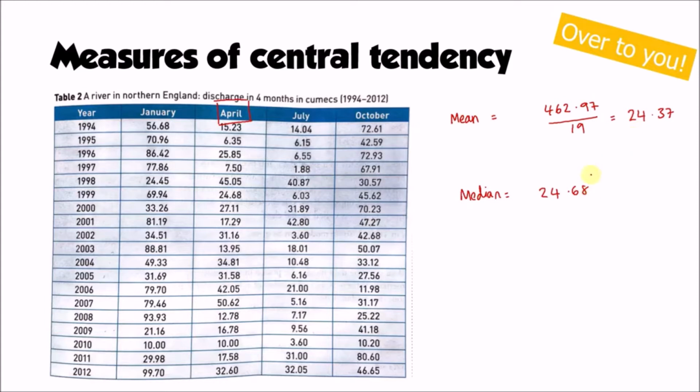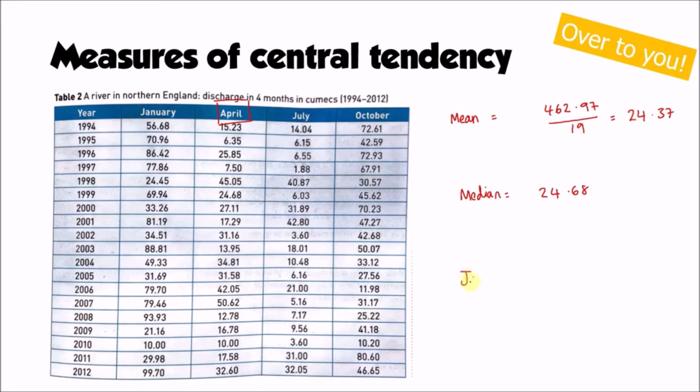We can see these are quite similar. So 24.68, 24.37, they're very close together. So what that suggests is that there's not that much variation within that set of data. If there was a significantly higher or lower value in 1 year than the other 18 years, then that would skew that bit of data.